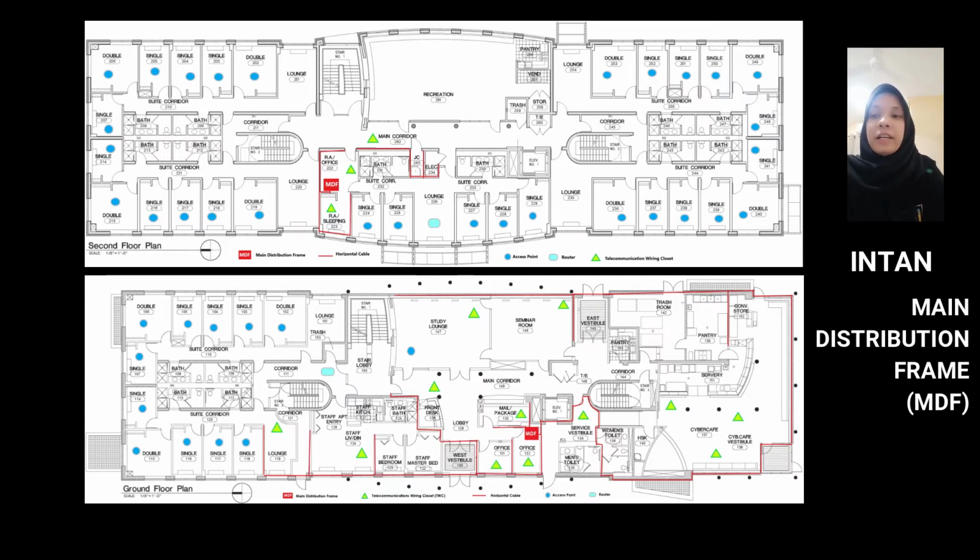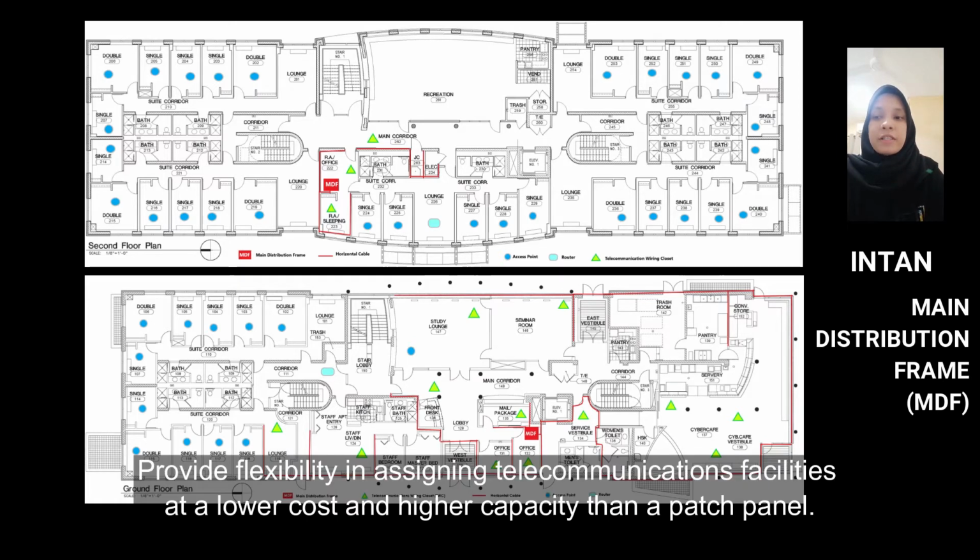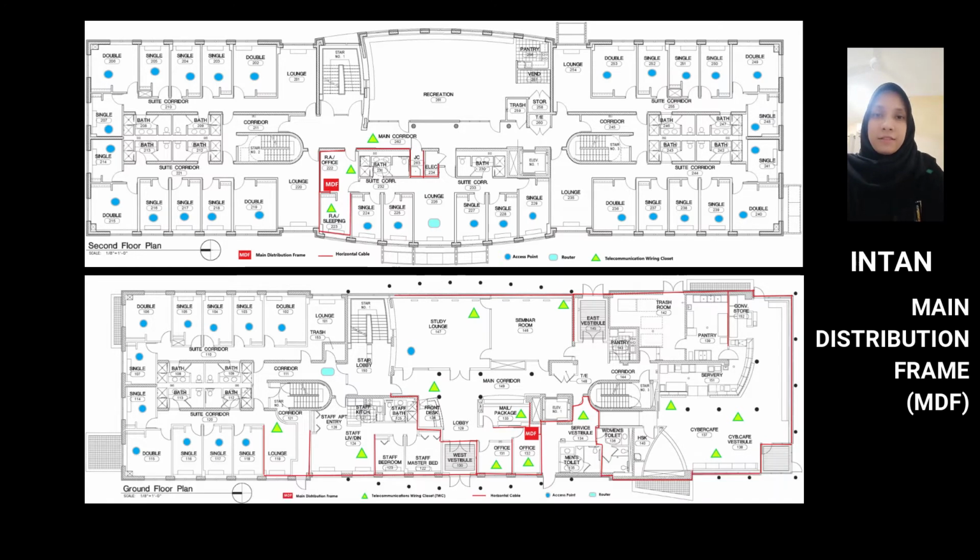Alright, there are two requirements of MDF. First, there can only be one MDF in any high-rise apartment building or flats. Second, it provides flexibility in assigning telecommunication facilities at a lower cost and higher capacity than a patch panel.